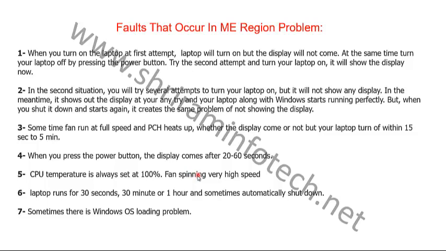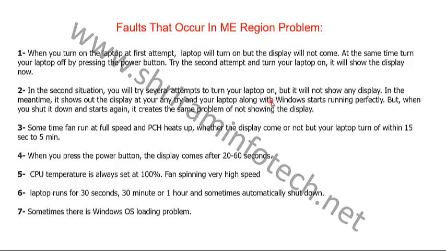That is one of the causes of the ME region getting corrupt. The sixth problem is the display turns off at certain times, like in 60 seconds, or 30 minutes, or 1 hour. And seventh, it's not taking the OS. When we try to install the OS, it's not going, neither Windows 7 nor Windows 10. So these are the 7 symptoms that occur when the ME region BIOS gets corrupt.